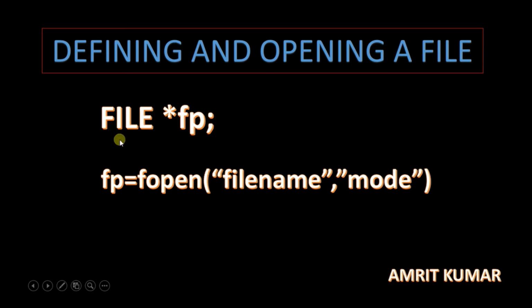This is the defining process: you need to write FILE in capital letters, then asterisk fp. So asterisk fp is actually the pointer which is associating the file type. Then a semicolon. Then for opening that file you need to use this pointer, that is fp. So in fp you have to use the fopen function. You need to write the file name in double quotes and then the mode of your file. In the next lecture we will learn about the mode also. Okay, so this is how you can define and open a file in C language.